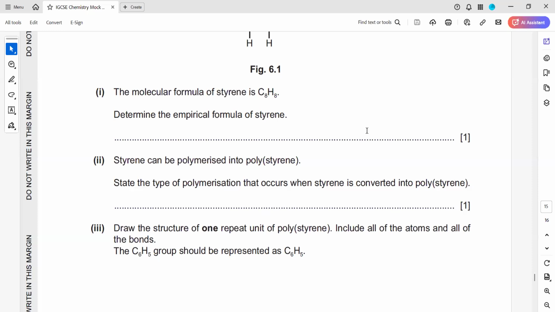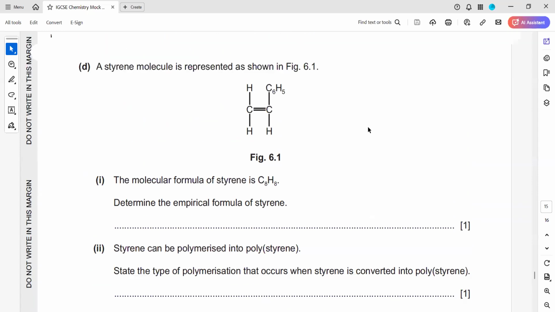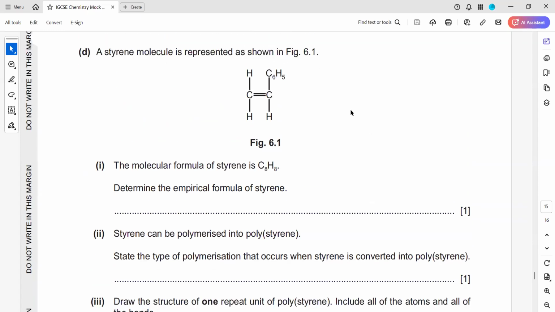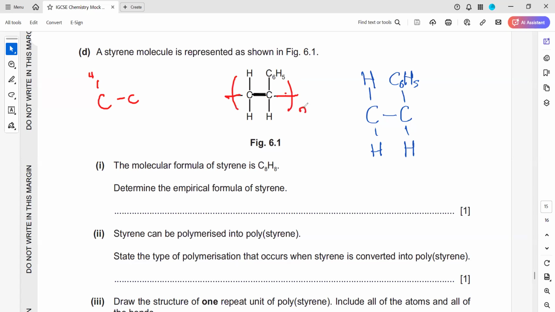The C6H5 group should be represented as C6H5, so you don't have to break that. When the monomer is already written with a letter H, we will draw the same structure. Yes, we will just break the double bond and turn it into a single bond. But there is no need to put a bracket and write n. Why? Because they ask us for the repeat unit. They did not ask to draw the polymer. If they said draw the polymer, then I should put a bracket and write n.